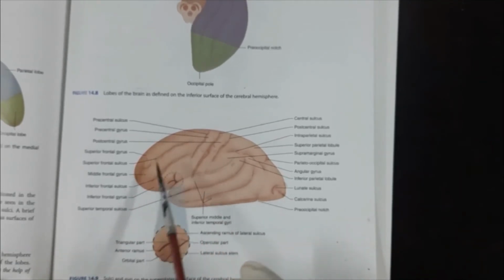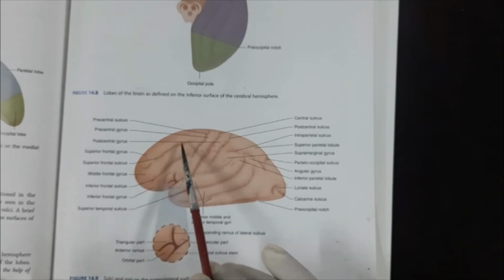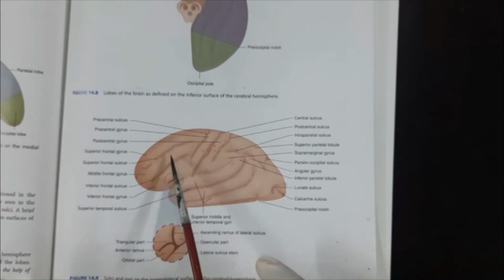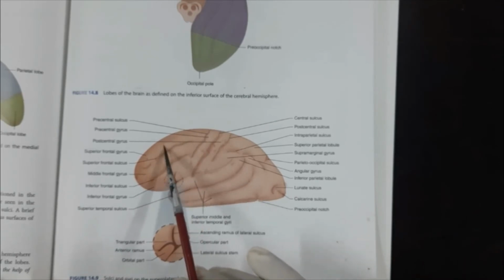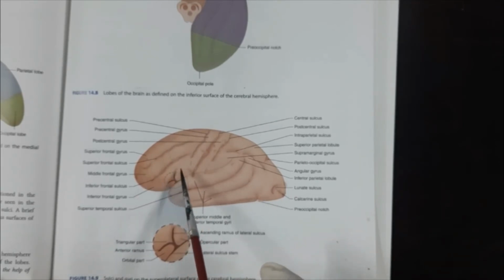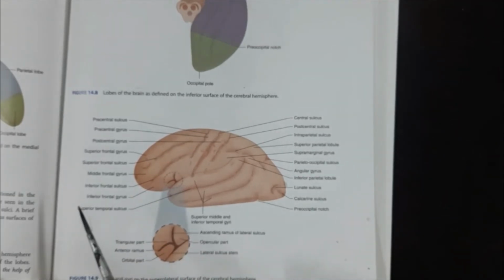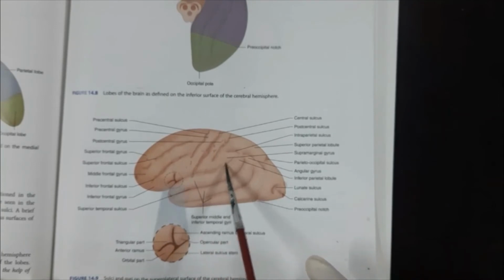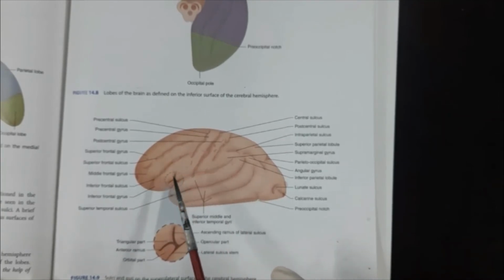In the frontal lobe, there are two sulci, the superior frontal sulcus and an inferior frontal sulcus, which divide the frontal lobe into three gyri. This is the superior, this is the middle, and this is the inferior frontal gyri. Now this is the stem of the lateral sulcus, which sends the posterior ramus, an ascending ramus, and a horizontal ramus or anterior ramus. So the ascending, anterior and posterior rami of the lateral sulcus are here.